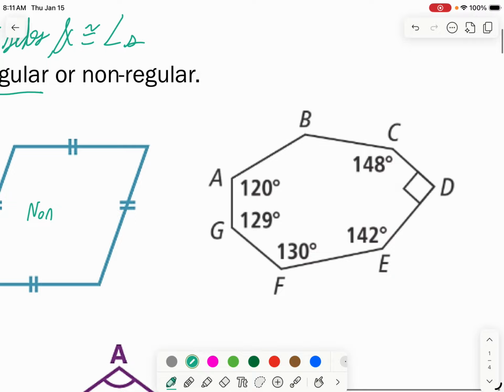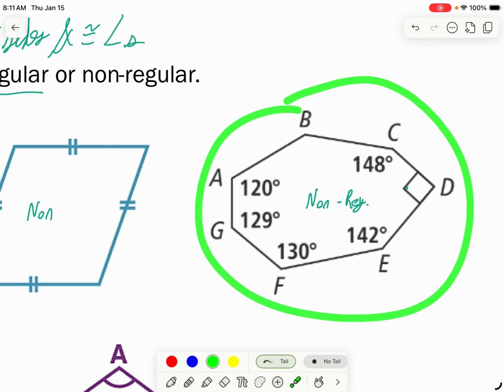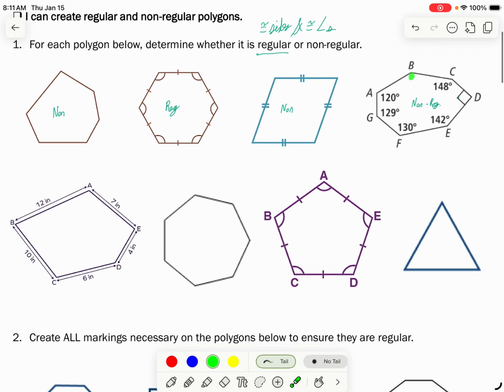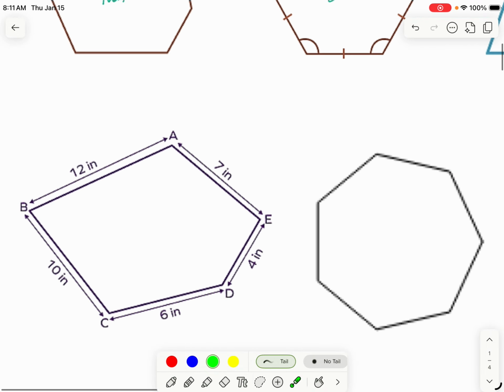All right. This one, we don't know anything about the sides, but we do know that the angles are all different. So this one is also non-regular. You might want to take a moment to see if you can find out what angle B is, and answer this question in a slightly different way. All right, take a look at this one. Are all the sides congruent? Definitely not. We've got 12, 10, 6 for each of the sides, so this is non-regular.